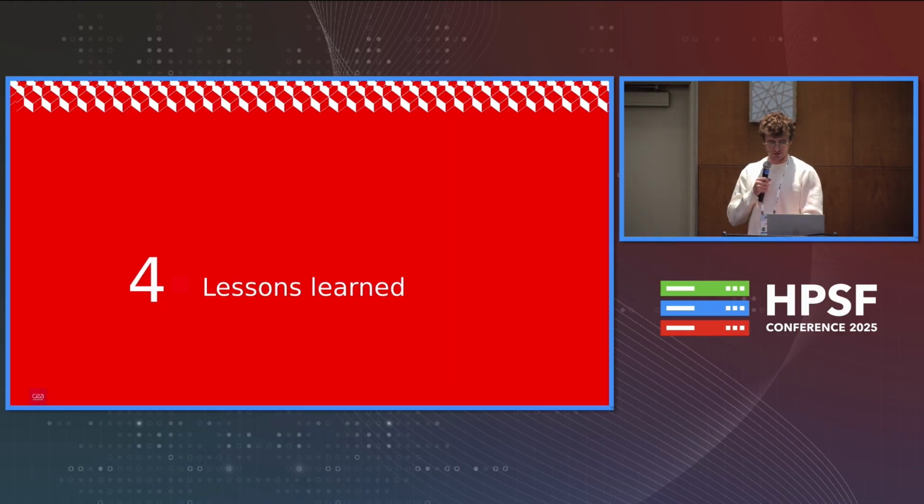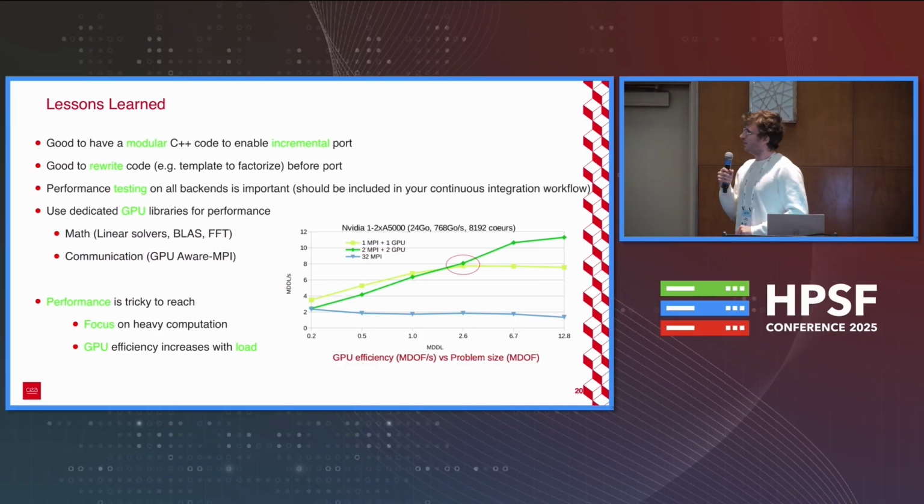So what lessons did we learn during our porting? It was very helpful to have a modular C++ code, of course, to enable an incremental port. It was helpful to rewrite code, to template it and factorize operations before porting. It's important for us to keep performance testing on all backends, and that should be included in your continuous integration workflow, because as you make GPU optimizations, you need to make sure that you don't ruin your CPU performance. It's good also to use dedicated GPU libraries for performance, for math and for communication.